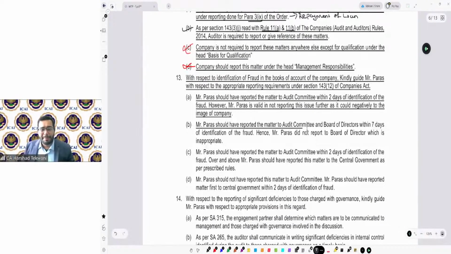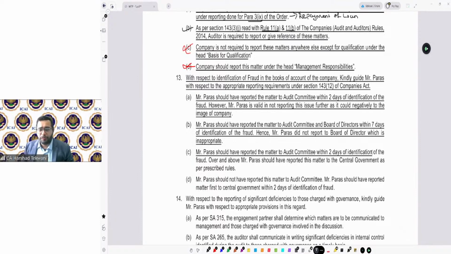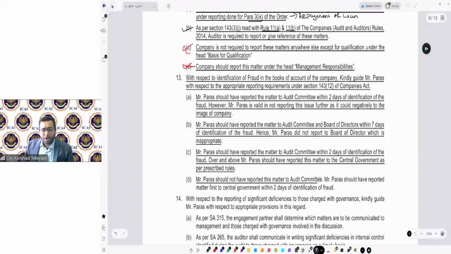Option 2. Mr. Paras should have reported the matter to the audit committee and board within 7 days of identification of fraud. Hence, Mr. Paras did not report to the board of directors, which is inappropriate. Option 3. Mr. Paras should have reported the matter to the audit committee within 2 days of identification of the fraud. And over and above, Mr. Paras should have reported this matter to the central government as per the prescribed rules. Option 4. Mr. Paras should have reported this matter to the audit committee. Option 5. Mr. Paras should have reported the matter first to the central government within 2 days of identification of fraud.